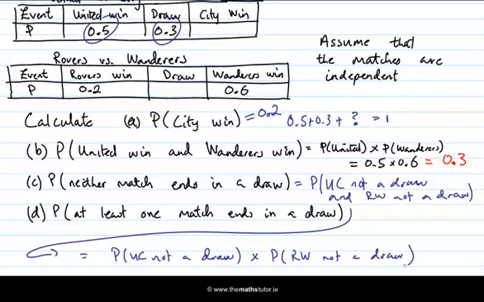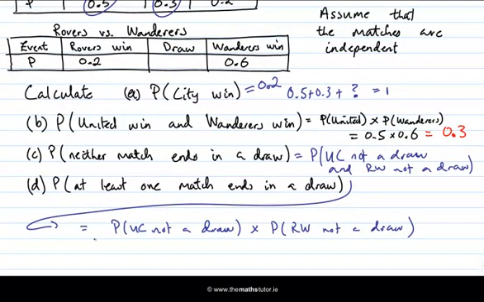Okay, so now I have to work out these two individual probabilities. Well, United City: I know that the probability that United win is 0.5, the probability of draw is 0.3, and we've just worked out that the probability of City winning is 0.2. So the probability of it not being a draw is 0.5 plus 0.2, right? So that's 0.7. So the probability of United City not being a draw is 0.7.